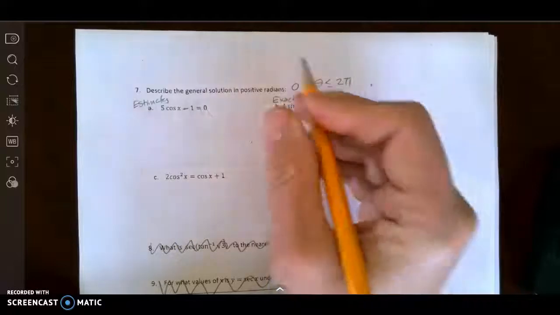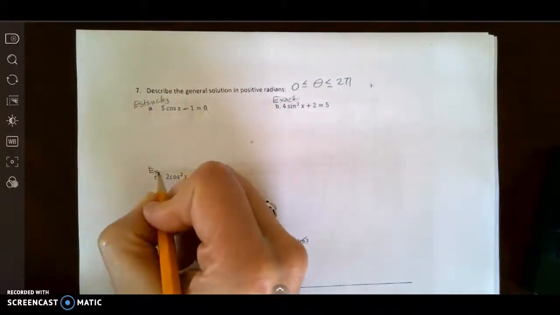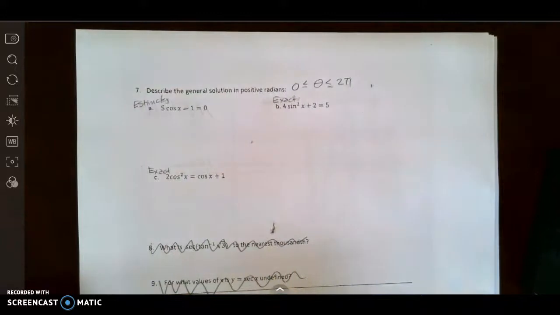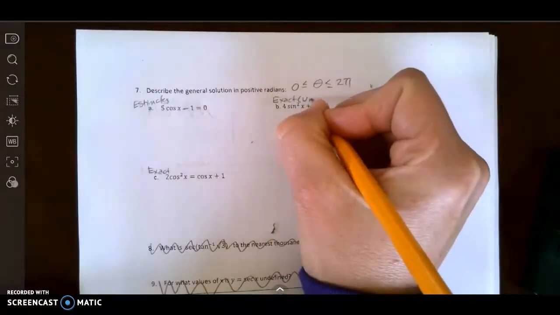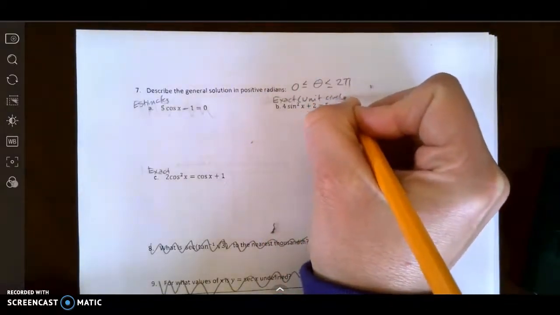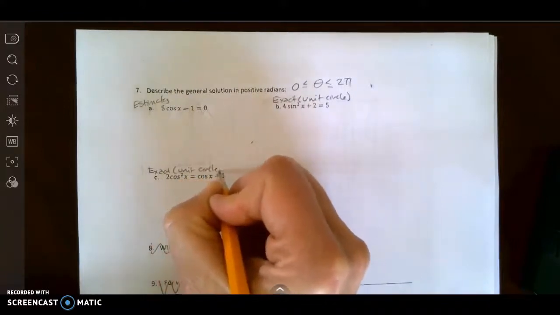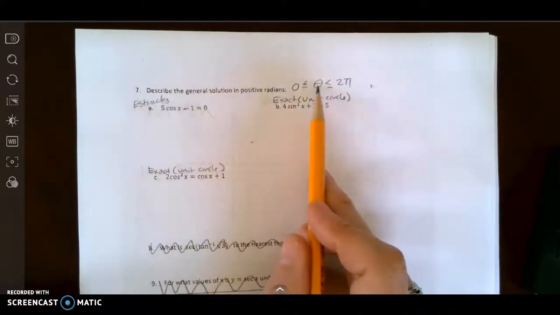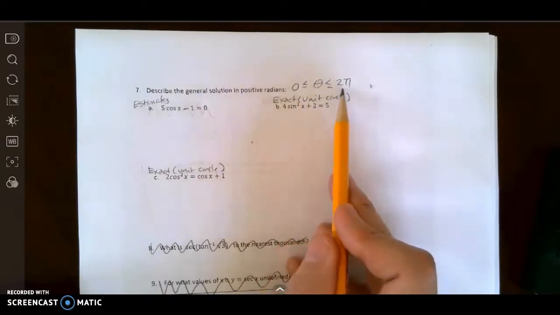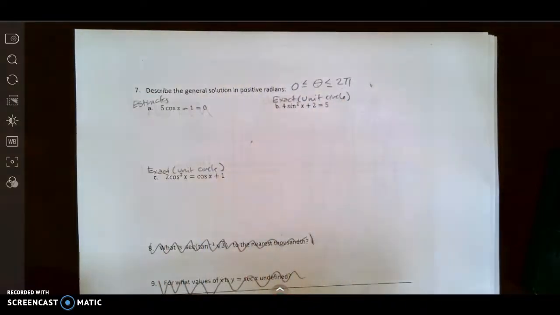Right, so we're going to be solving some equations here. For letter A, you're going to be giving me estimates, and for B and C, they're going to be exact values, which means you'll use your unit circle. And since we're doing radians, it's going to be between 0 and 2 pi. All right, so let's start with 7a.